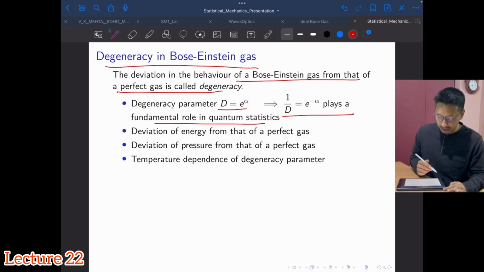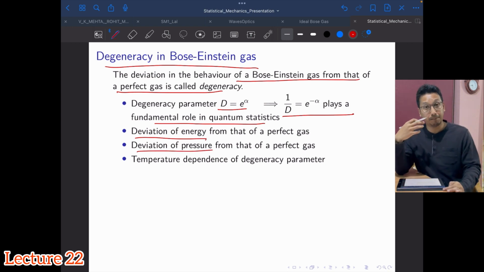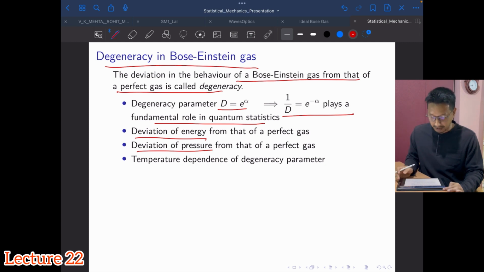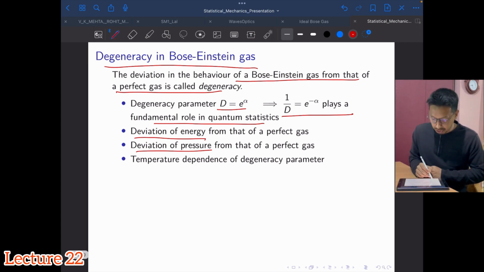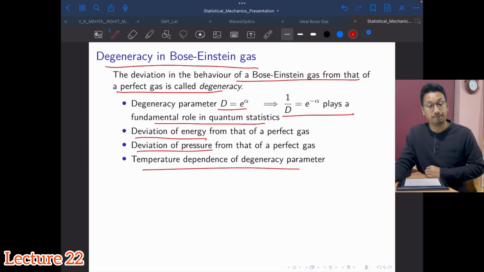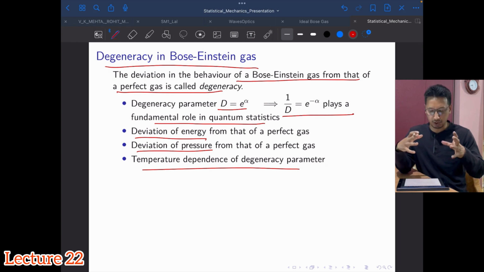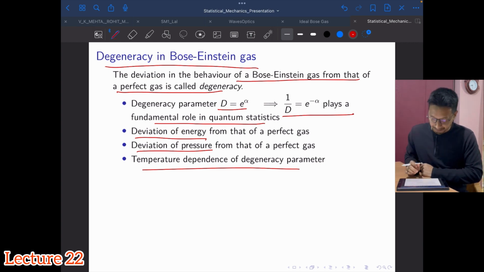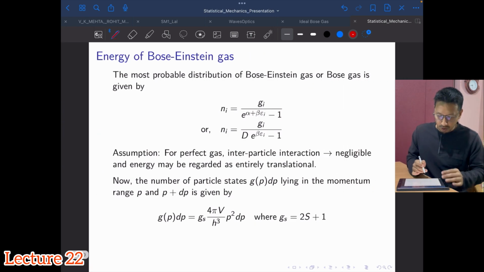So later on we'll talk about the deviation of energy and deviation of pressure from the perfect gas using this degeneracy parameter, and then eventually we'll see the temperature dependence of the degeneracy parameter. This is going to be the heart and soul of this lecture, where you will see a phenomenon which is known as Bose-Einstein condensation.